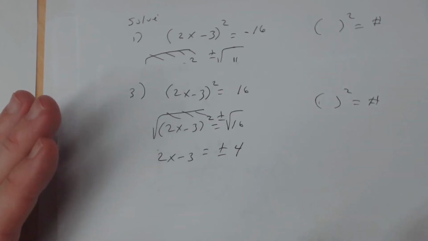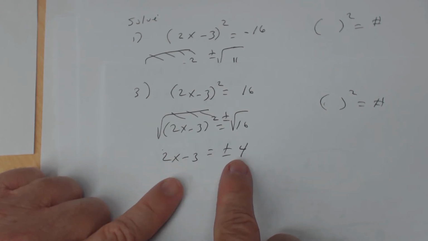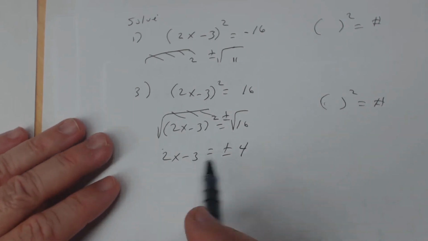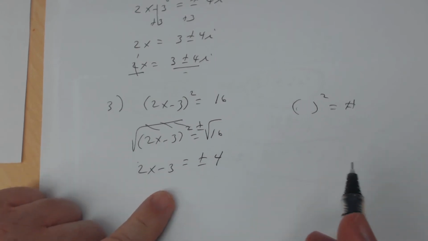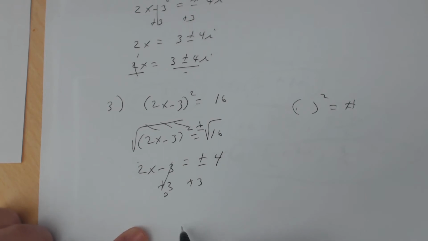Now, there are several ways you can do this. You can notice that this is now going to be a rational number because you don't have a square root anymore. So there are two ways you could do this. You can do it just like we did here, where you added 3 to both sides. Nothing wrong with that. When you combine like terms, that's a 0 right here. A negative 3 and a positive 3 is 0. So I get 2x equals 3 plus or minus 4.